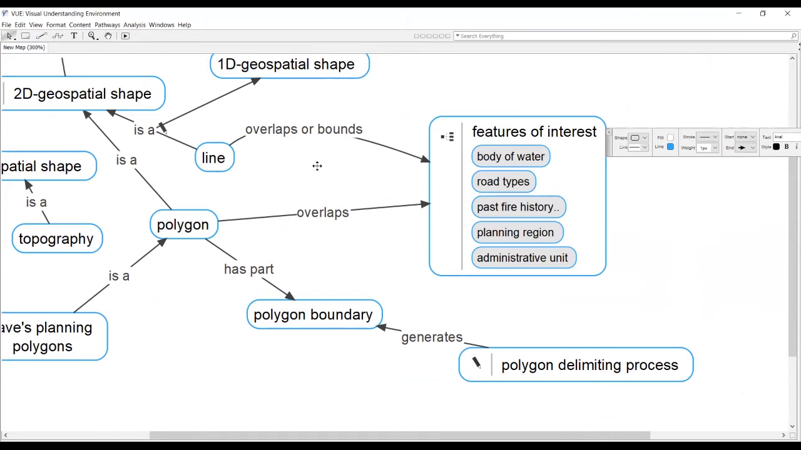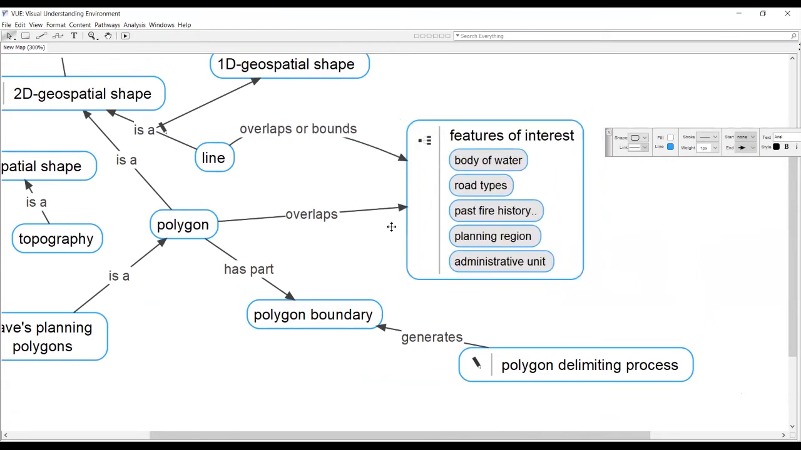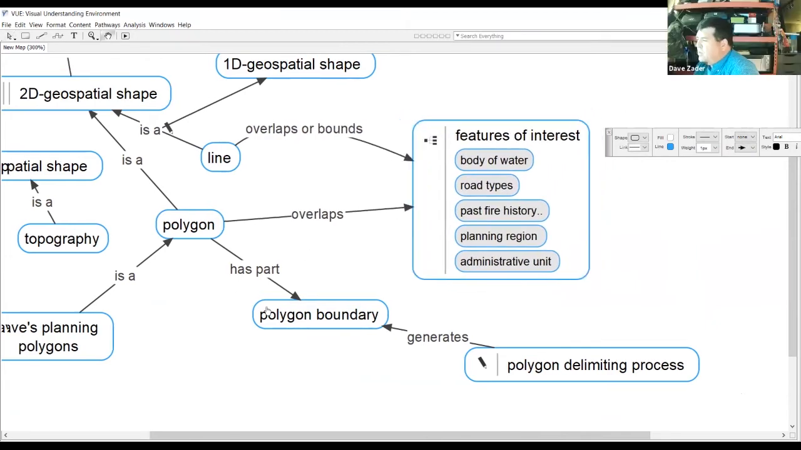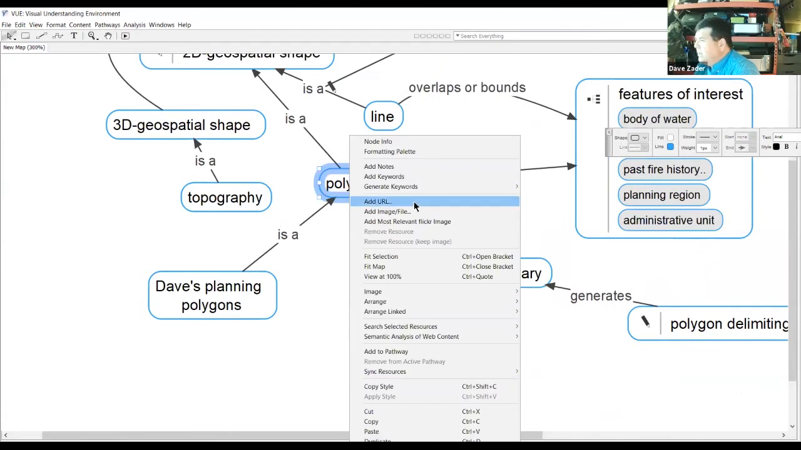So we have to represent the hierarchy of polygons. There are polygons within polygons here. Yeah, and I just think of them as different layers of data.